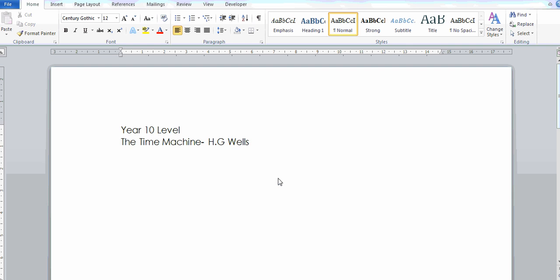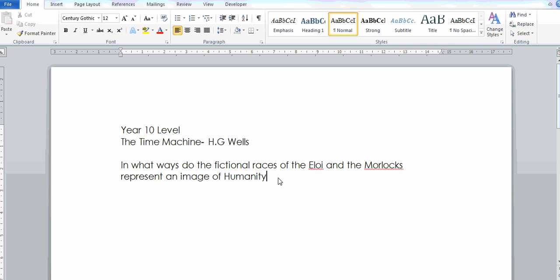So in this particular case, we're going to be working with a specific question, and the question which we're going to do is, in what ways do the fictional races of the Eloi and the Morlocks represent an image of humanity? Now, you might have a question similar to this, or you might be in a position where you need to choose your own question, but we're just going to be using what I would say is a fairly directed question in this case, and we're going to essentially build our planning and our structure around this particular point.